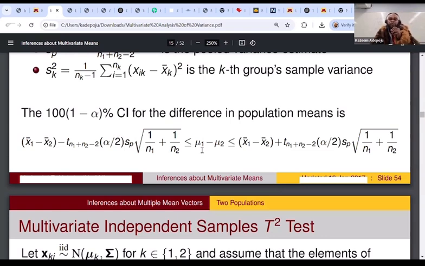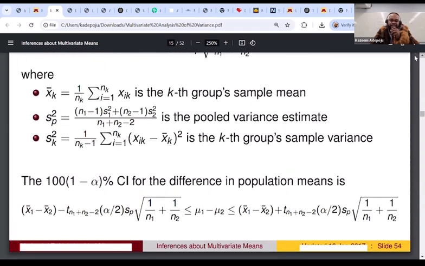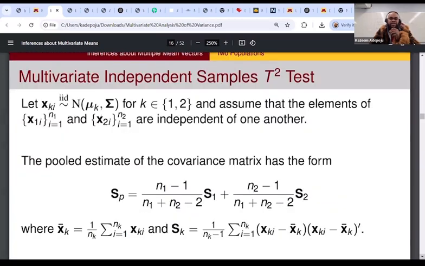But how do we extend this test and the confidence interval to more than one variable? That's what we want to do now. To more than one variable. I'm going to start here, and that is going to be called the multivariate independent sample T-squared test. Multivariate independent sample T-squared test.